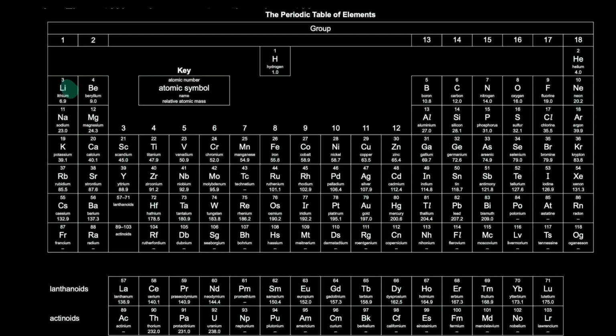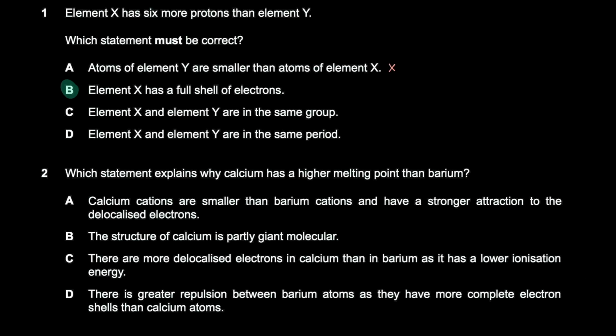So the question is saying that there has to be at least one full shell of electrons. And since element X has 6 more protons, no matter what element Y is, even if element Y was hydrogen, that's the only element that doesn't have a full shell of electrons. Any other element will always have one full shell of electrons. Helium, first shell is full, and then from the second period onwards, obviously the first shell is full and then the second shell is being filled up. Which means that statement B must be correct.